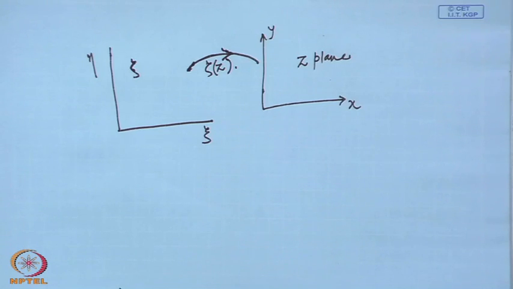The complex number z = x + iy represents a point in the z plane. Similarly, the complex number zeta = xi + i eta represents a point in the zeta plane. In a transformation, of course, the transformation need not be one to one.